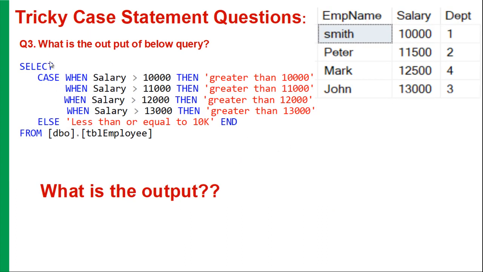Moving on to question number 3. What is the output of below query? The same TBL employee table and we are trying to evaluate a case statement. What it says is when salary is greater than 10,000 we want to print greater than 10,000. When it is greater than 11,000 we want to print greater than 11,000, and so on. And if it is not matching these case statements, then we want to print less than or equal to 10k from the TBL employee table. So what is the output which is expected?